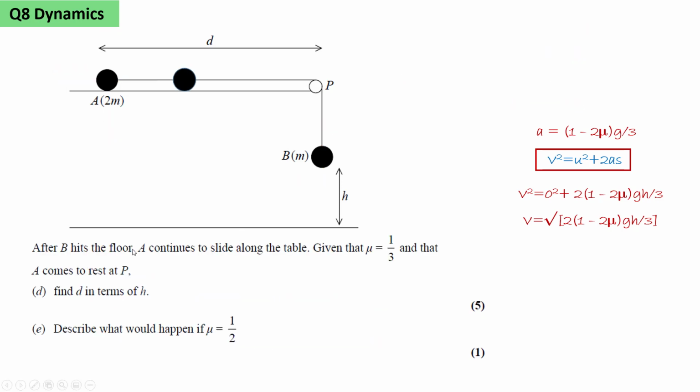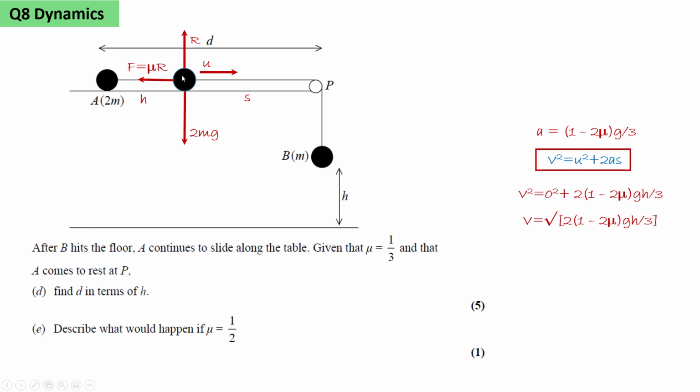After B hits the floor, A continues to slide along the table. Given that μ equals a third and that A comes to rest at P, find d in terms of h. So now there's no longer a tension in the string pulling the particle that was at A. We still have the weight, 2mg, and the reaction, also 2mg, and the friction, μR, which will now be a third times 2mg. There's a displacement of h because the particle at B has moved a distance h.